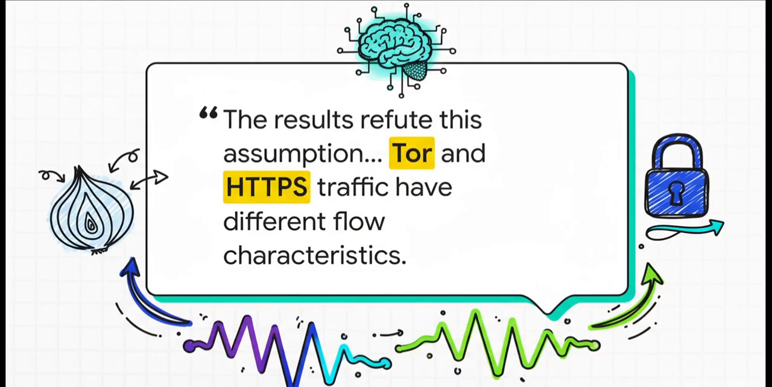So the big question is, why did this work so well? Well, the researchers put it perfectly in their paper. The long-held assumption was that Tor traffic should look identical to regular encrypted traffic. Their work completely refutes that. They found that Tor and HTTPS have different flow characteristics, in other words, a unique digital fingerprint. All those extra steps Tor takes to bounce your traffic around the globe create these subtle patterns in timing and data flow that a human would never see, but an AI can spot with frightening ease.